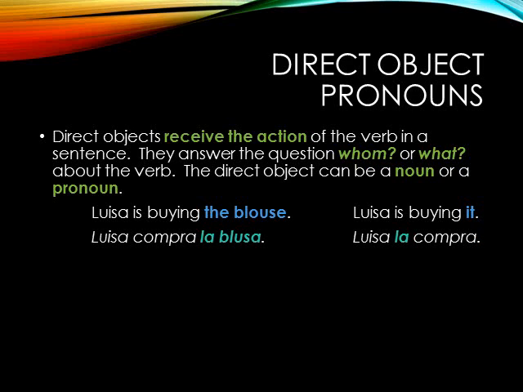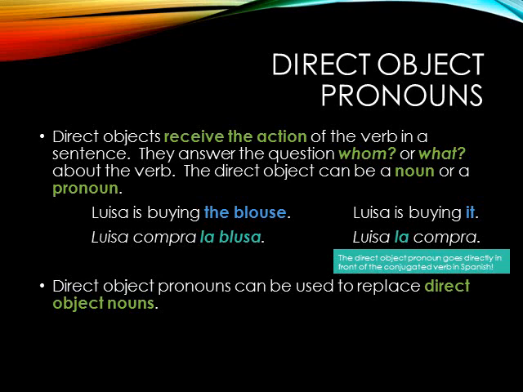Okay? So in Spanish, it looks like this. Luisa compra la blusa. So Louisa is buying the blouse. But remember, in Spanish, you have to put the direct object pronoun in front of the conjugated verb. So it looks like this: Luisa la compra. So direct object pronouns are used to replace direct object nouns. Just like here, instead of having la blusa, la blusa, la blusa, we'll just put la. Just like we do in English. It.